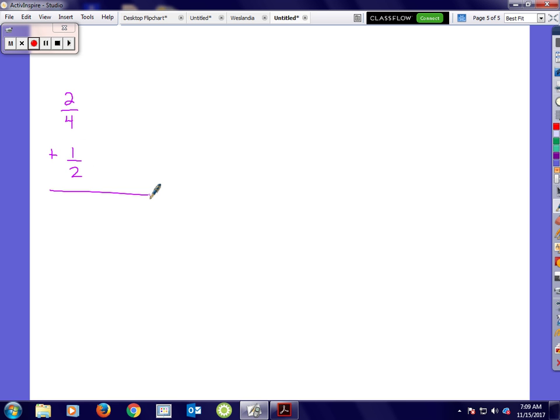Okay, let's find my least common multiple. 4 times 1 is 4. 4 times 2 is 8. 4 times 3 is 12. Next one, 2 times 1 is 2. 2 times 2 is 4. Don't have to go any farther. I see the 4. Make that my new denominator.